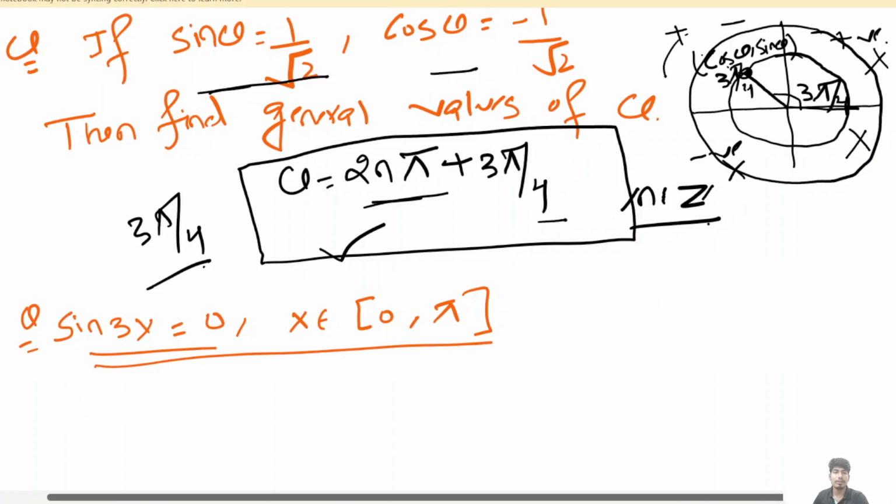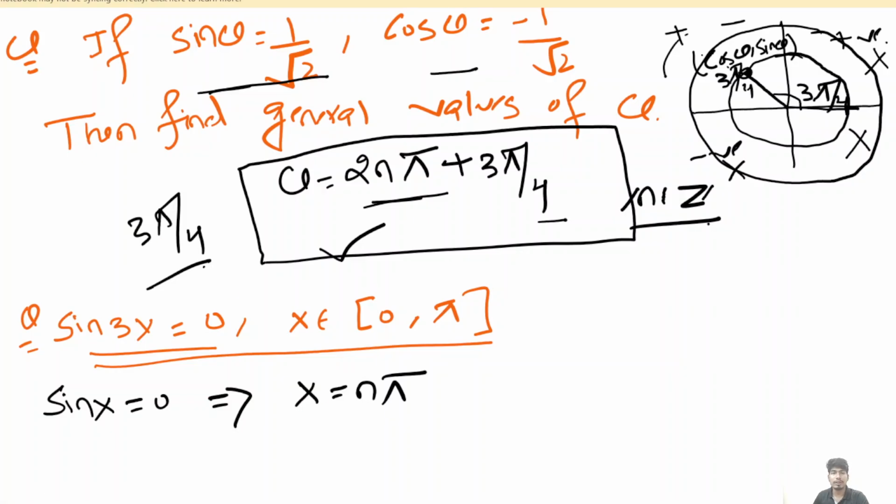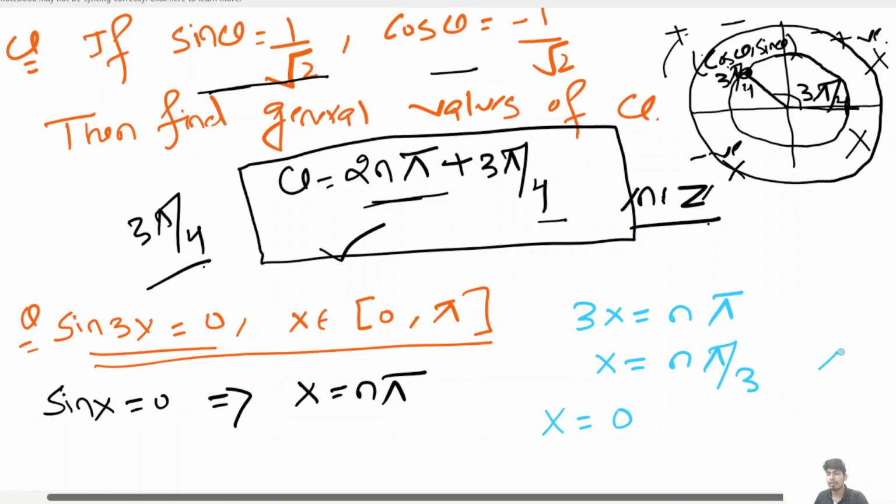We know if sine x is equal to 0, then x is of the type n pi. Okay, students. Then here sine 3x is equal to 0, so 3x must be of the type n pi, which means x is equal to n pi upon 3. Then n can be 0, because n belongs to integers. Then n becomes 0.